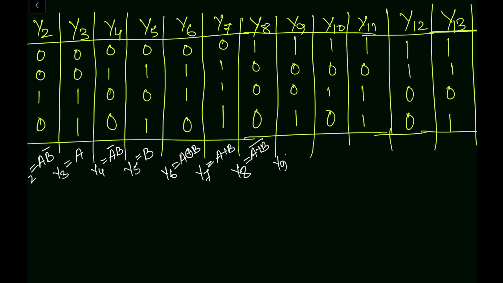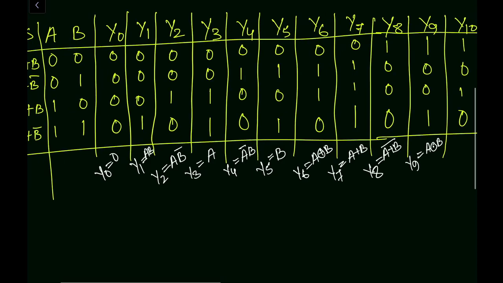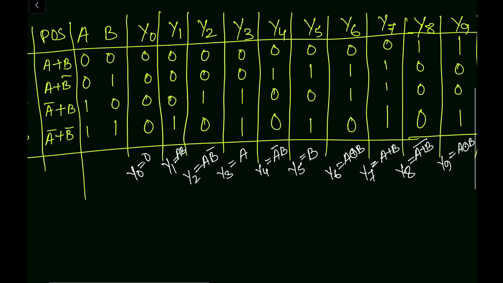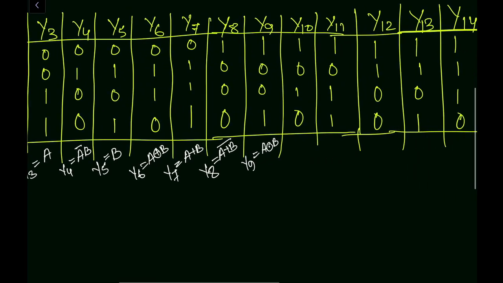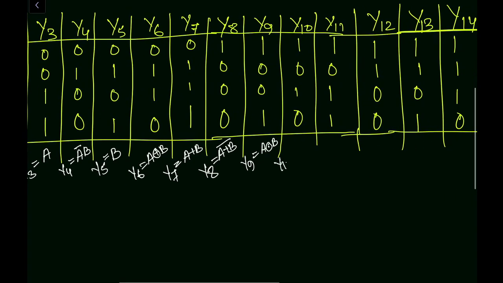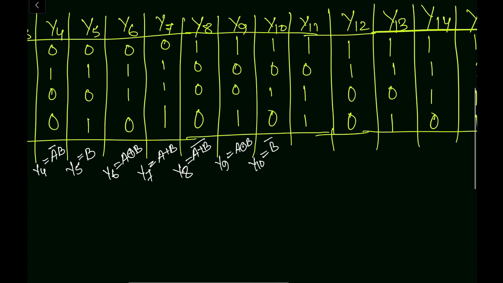Now y9 equal to 1 0 0 1. This is for the XNOR operation. So let me write a XNOR b. Next we have 1 0 1 0. This is the complete opposite of the b value. For 1 0 1 0, the b value is 0 1 0 1. We are having 1 0 1 0. That means y10 is equal to b complement. Okay, next we have y11.